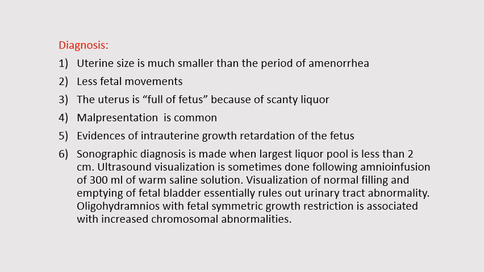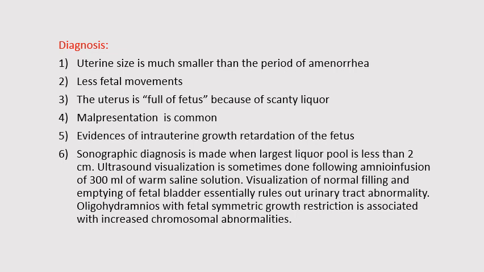So how do we diagnose a case of oligohydramnios? The size of the uterus is smaller than the period of amenorrhea. The patient usually perceives less fetal movement. The uterus feels full of fetus because of scanty liquor. Malpresentation is a common finding. There may be evidence of intrauterine growth retardation of the fetus.